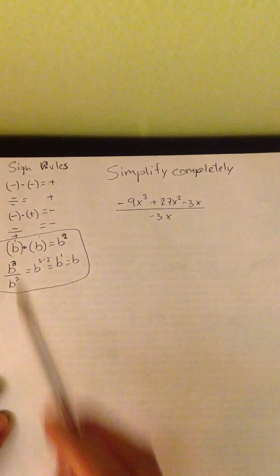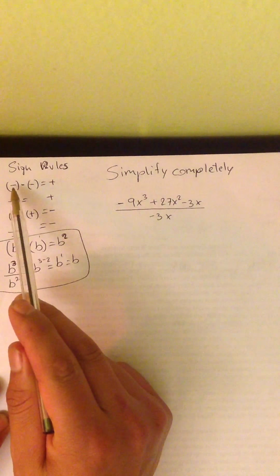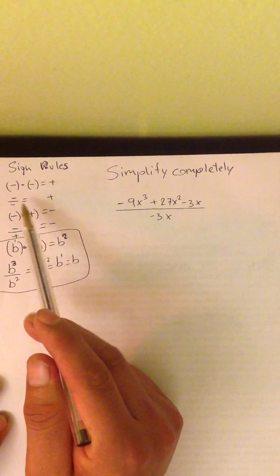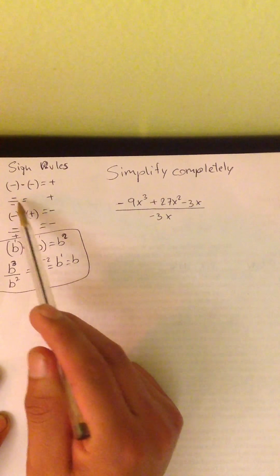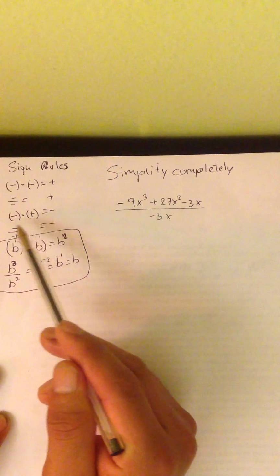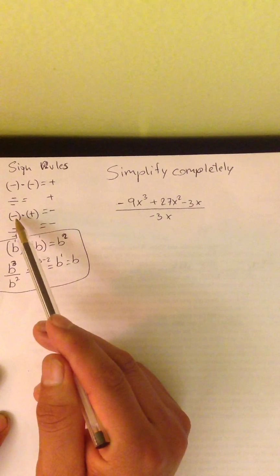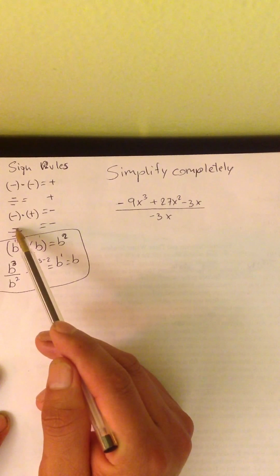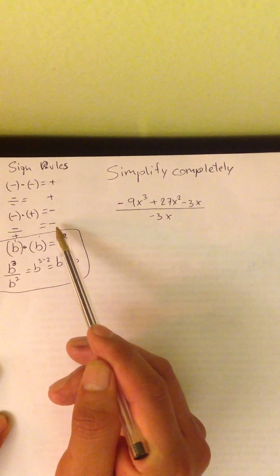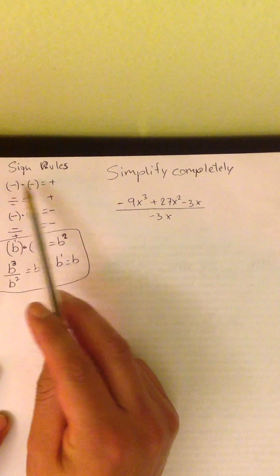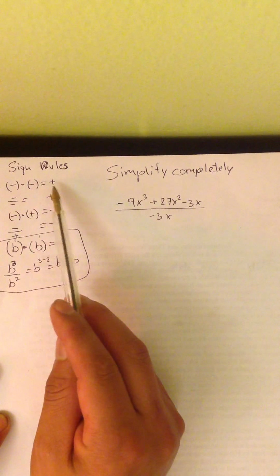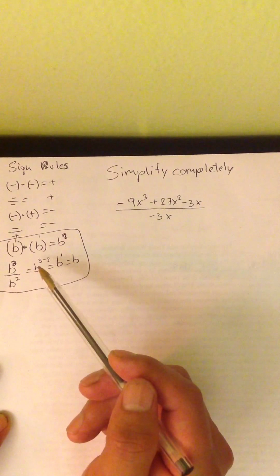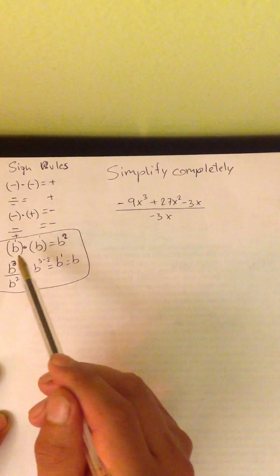So first, let's review the sign rules. When a negative times negative equals positive, right? And when negative divided by negative equals positive, and when negative times positive equals negative, and when negative divided by positive equals negative. So we can see that when the signs are equal, it's positive. When the signs are different, it's negative.